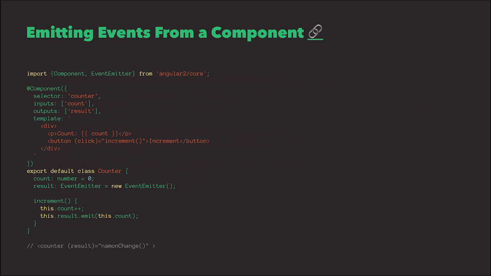And you can bind to this emitted event in your parent scope. So when we use the counter component in another component, you can wrap the result attribute with parentheses, and then you can simply bind to that event by passing in a callback. So every time this.result.emit is fired within the counter component, its parent, which assigned this onChange function, will have that onChange function fire at the same time.